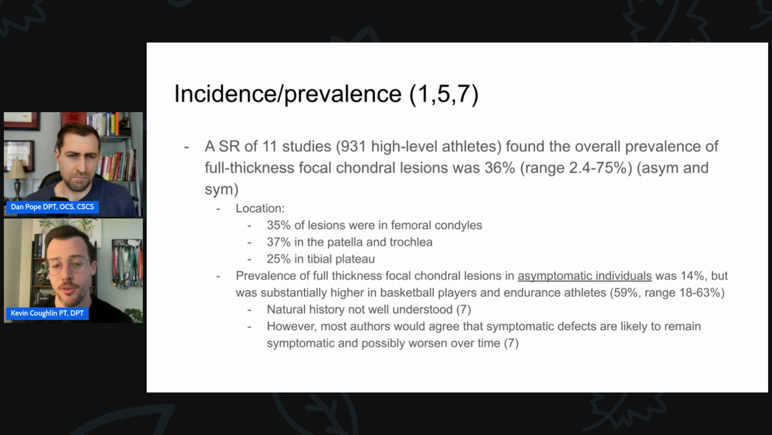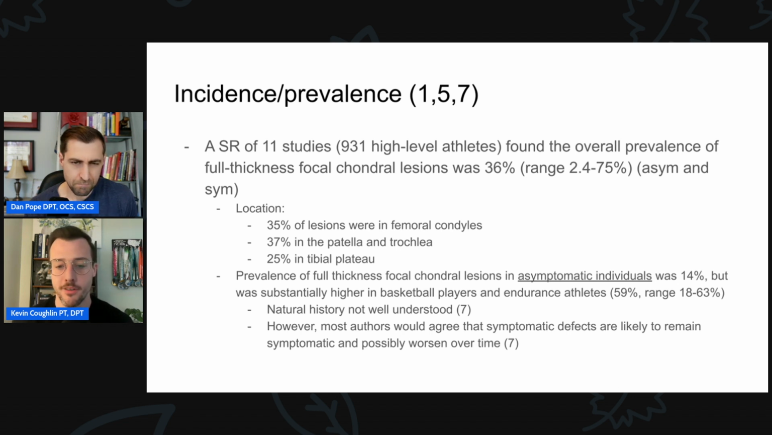They said 59% of the ones in this study had an asymptomatic lesion, and the range was between 18 and 63%. So I think here what we see is that depending on the sport, you could see more asymptomatic lesions. Maybe it's a natural outcome of doing these sports for a long period of time, sports with kind of aggressive cutting and running and changing direction.